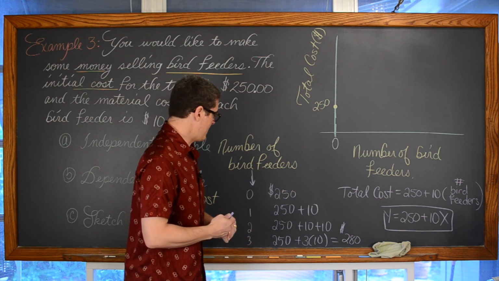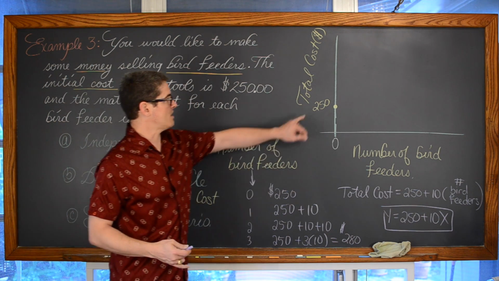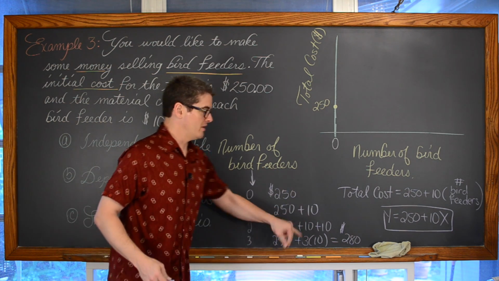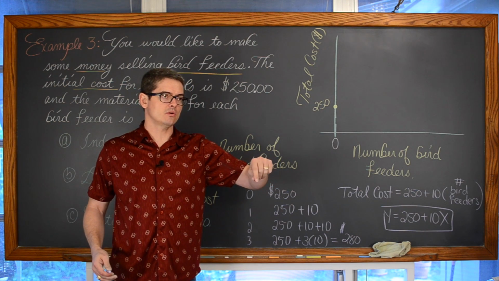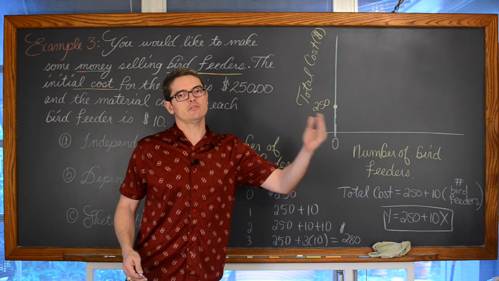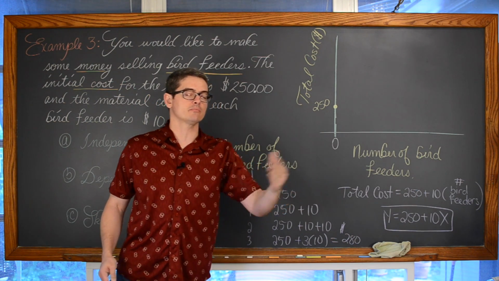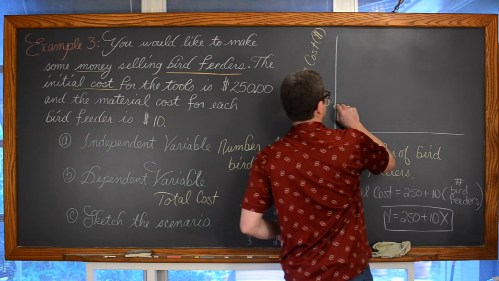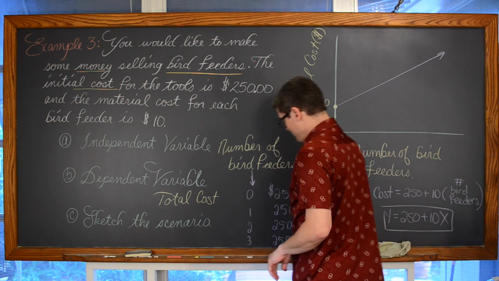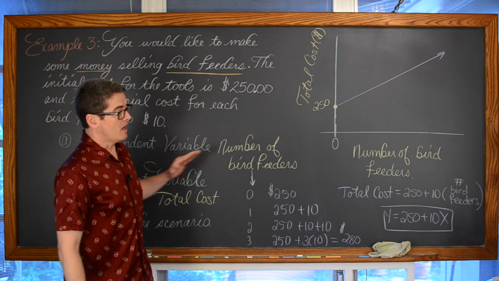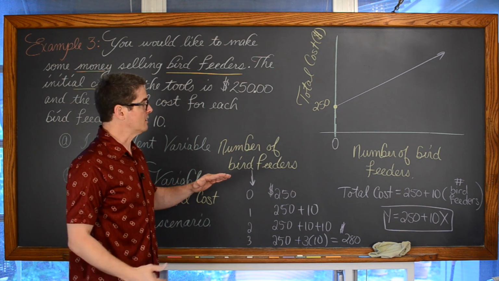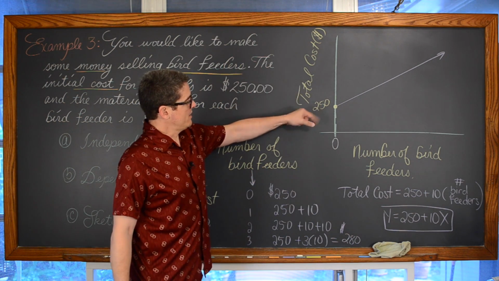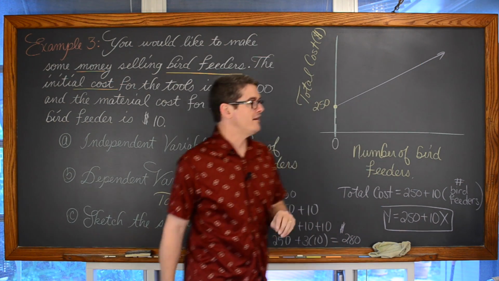So we have at 0 bird feeders a cost of $250, and then from there, every time I made another bird feeder, it just added another 10. So whether I'm going from my 10th to 11th bird feeder or my 100th to my 101st bird feeder, every time I add another bird feeder, it adds $10. So thus, the sketch of the scenario will be a line, because this case is going to be linear. Every additional bird feeder costs an additional $10 with a y-intercept of 250, and it just goes up forever.